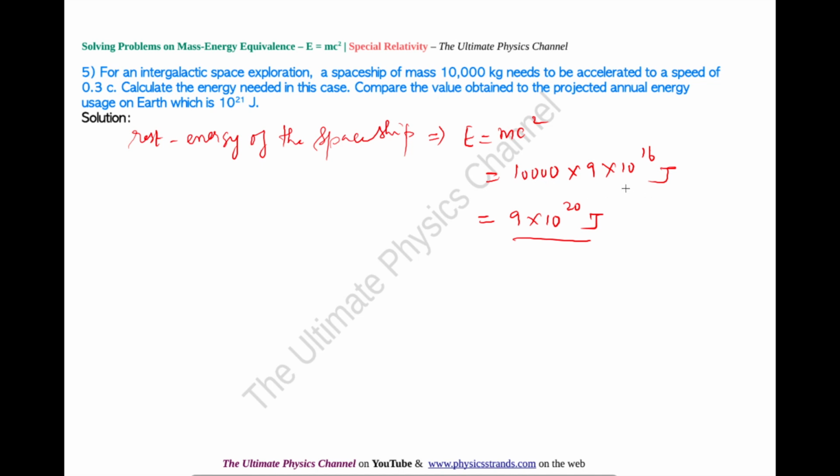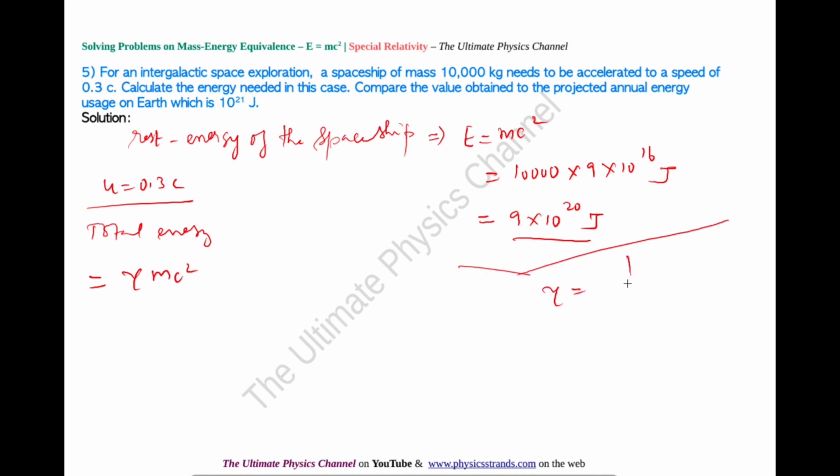So now we have to calculate the total energy, because it is traveling at 0.3 c. So speed is 0.3 c. The total energy is equal to gamma mc squared. We can calculate the gamma here. Gamma is 1 over the square root of 1 minus u squared over c squared, that is 1 over the square root of 1 minus 0.09 here.